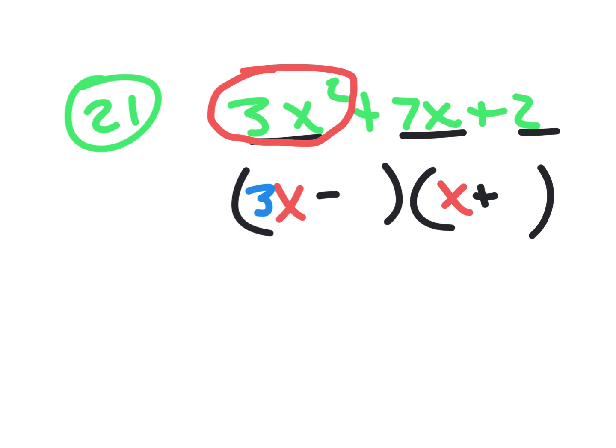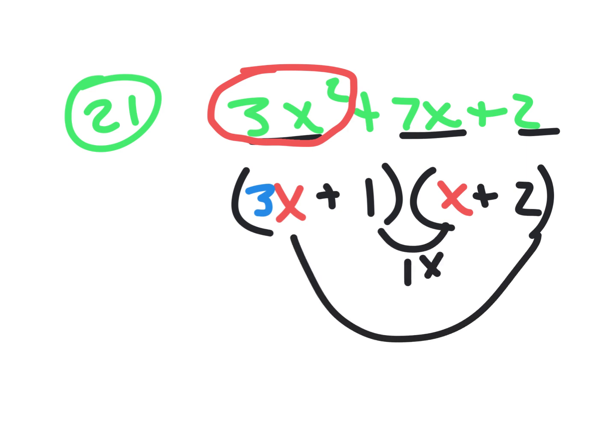Okay, and then what? Plus 1 and plus 2. 1 and a 2. And then I got to see if it actually worked, because it might not have. Oh, wait, I'm supposed to have a plus on both. I have a minus. My bad. 1x, 6x. Ah, it worked. Is that supposed to be 7x? And it is 7x. Cool.